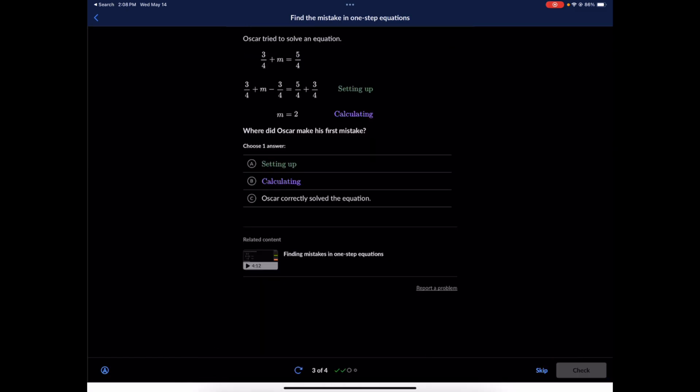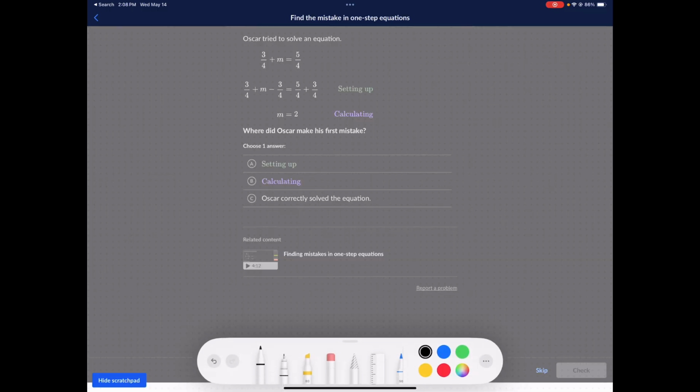Okay, next. Okay, let's see here. So, I'll rewrite this as m plus 3/4, because remember, it's interchangeable. And then we're going to subtract 3/4 on both sides. What is 5/4 minus 3/4? 2/4. I'll put 1/2. So that's our answer. So let's take a look at what we have here.